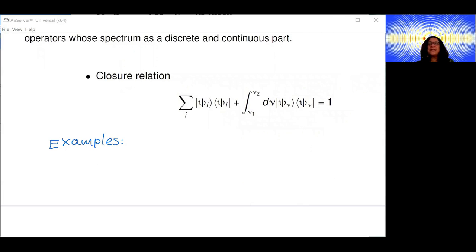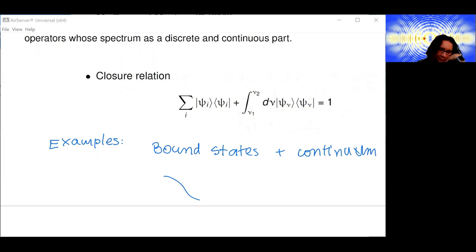when you're studying, for instance, atomic physics, and you're looking at a spectrum, sometimes you have a discrete part like bound states, and the continuum. So you would have a potential and you have something that is bound, but once you're here, you have like a continuum.